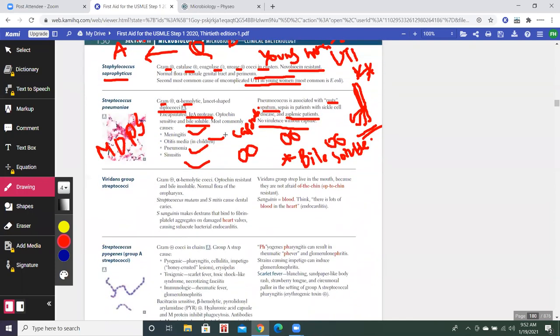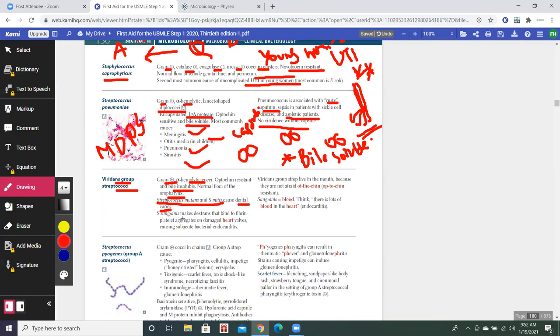Okay, good. So viridans group Streptococci are optochin resistant, gram positive, alpha hemolytic, and bile insoluble. They're not soluble in bile. They're normal flora of the oropharynx. And over here, you have Streptococcus mutans and mitis. Mutans and mitis are subgroups of viridans Streptococci, and they are very important for causing dental caries.